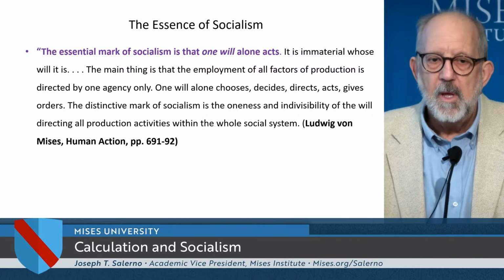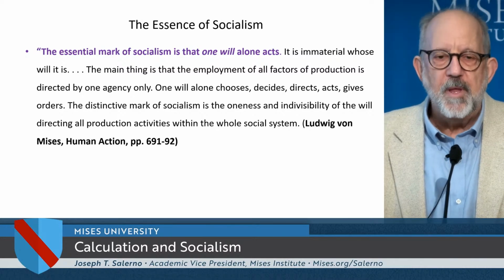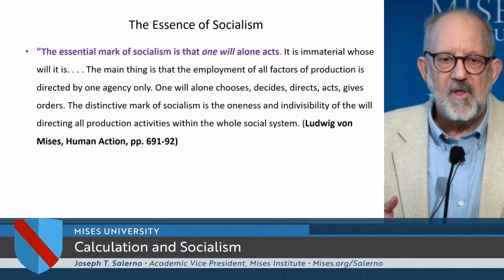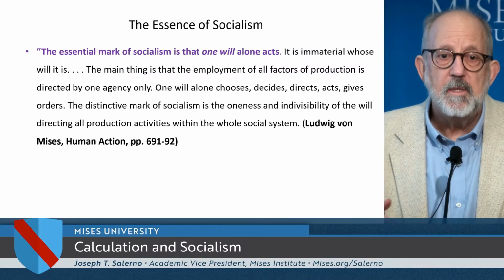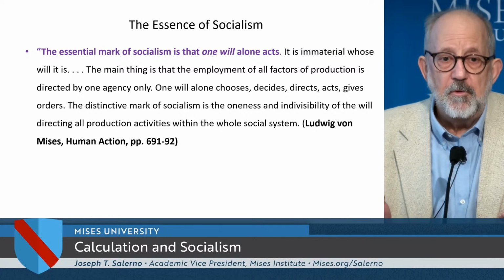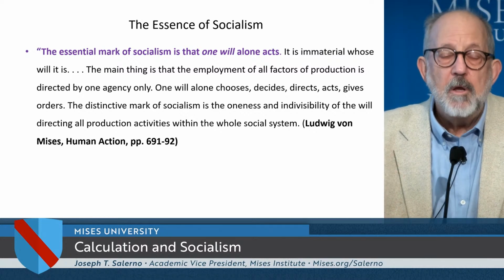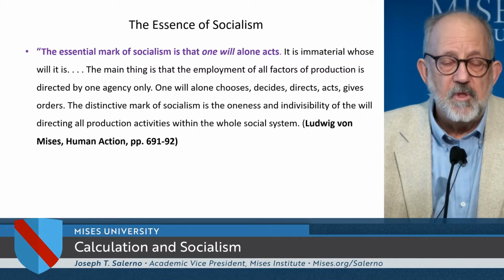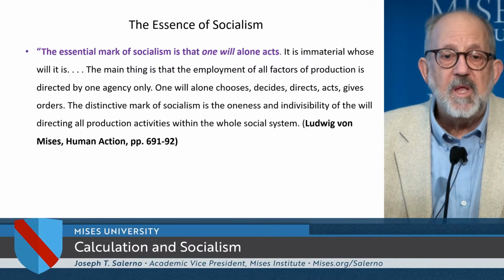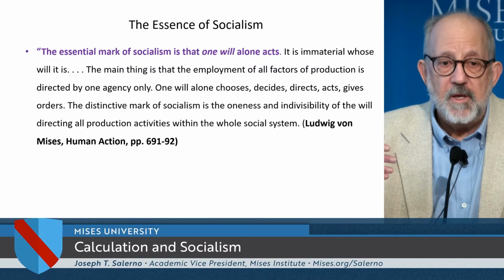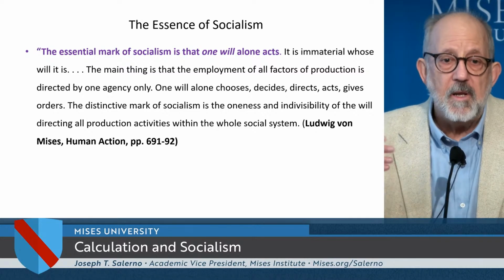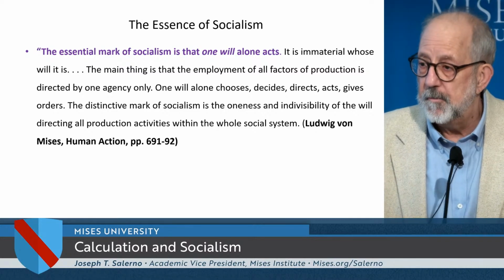The distinctive mark of socialism is the oneness and indivisibility of the will, directing all production activities within the whole social system. Because one person or group of people not having access to calculation, not having access to prices, cannot figure out the best use of these hundreds of thousands of different resources in different locations, which can be combined in an almost infinite, especially in a modern economy, infinite number of combinations, okay?